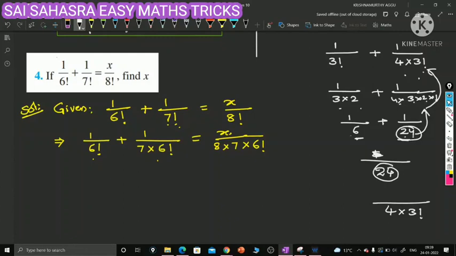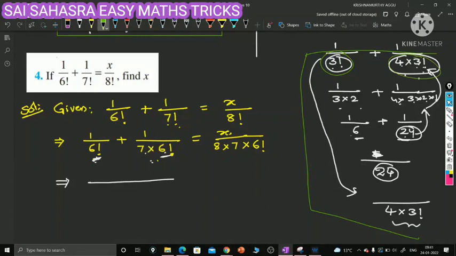That means finally, what did we get as the LCM of 1 by 3 factorial plus 1 by 4 into 3 factorial? The bigger one is what we got. Did you understand? Yes, sir. So when 3 factorial and 4 into 3 factorial are there, in the denominator the LCM you got is 4 into 3 factorial, the bigger one of these two. I wanted to know the LCM of these two denominators. Tell me, the LCM of these two.